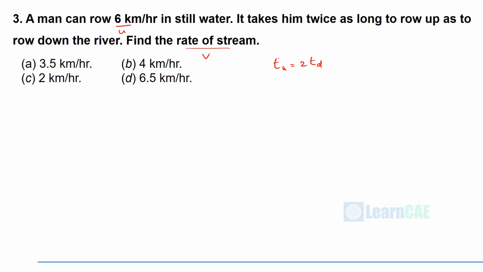The distance is same in either case. So we shall substitute: time taken upwards will be equal to the distance travelled divided by the upstream velocity u minus v.